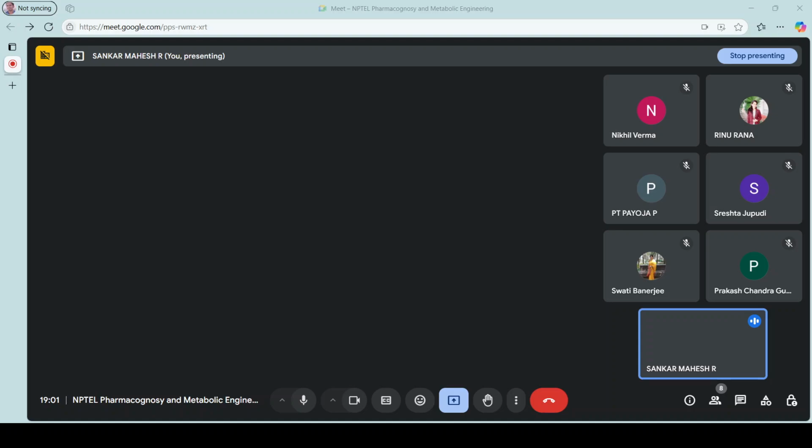The next question is, decaffeinated coffee can be produced by genetic engineering using one of the following strategies. Identify the correct one. And they give us four options. Reducing theobromine and caffeine content by silencing theobromine synthase gene. Increasing theobromine and reducing caffeine content by overexpressing theobromine synthase gene. Increasing theobromine and reducing caffeine content by overexpressing caffeine synthase gene. Decreasing theobromine and increasing caffeine content by overexpressing caffeine synthase gene.